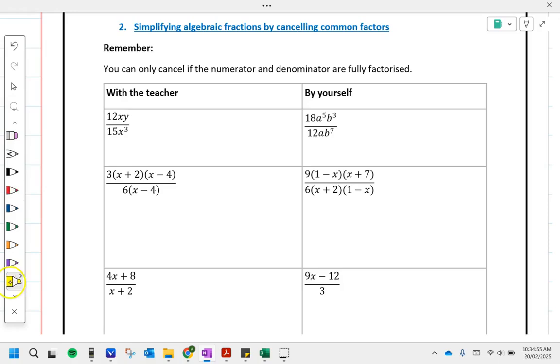12 over 15. Both divisible by 3. That becomes 4. That becomes 5. So we've got 4 over 5. The bottom has 2 more x's. It has got 2 more than the top. And y is at the top. Why don't you pause the video, have a go with this one over here.